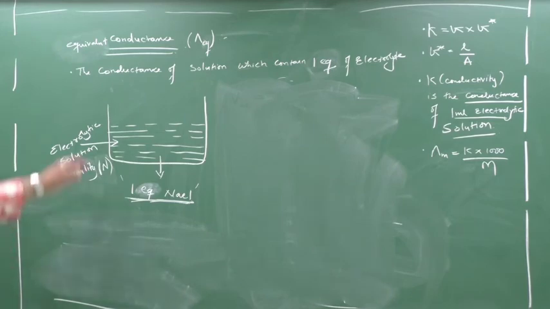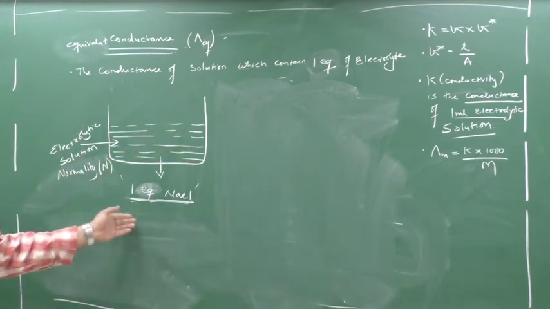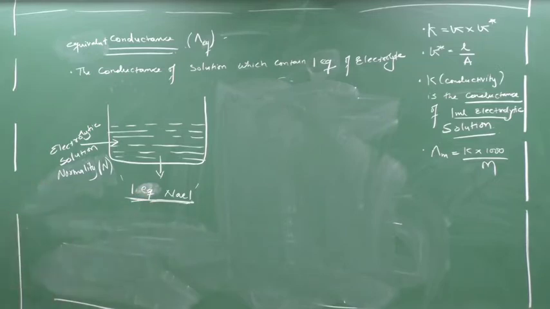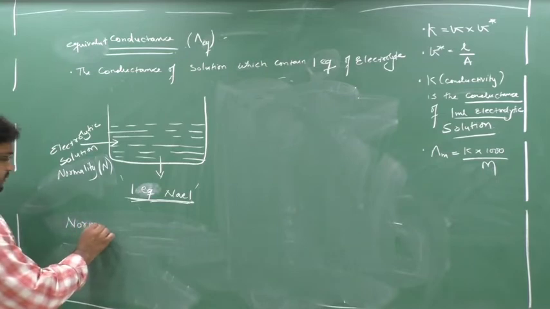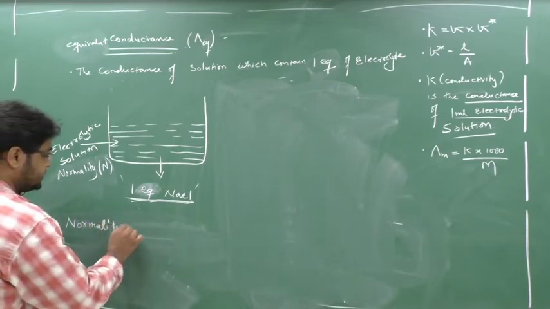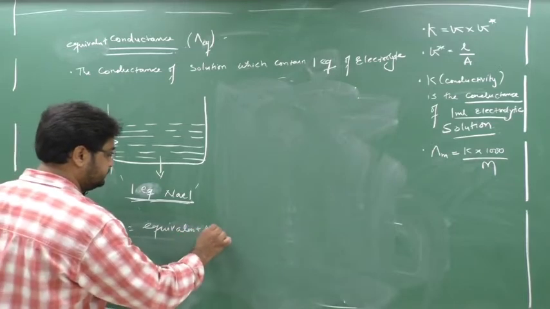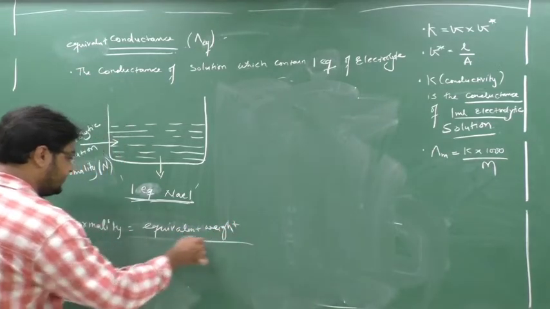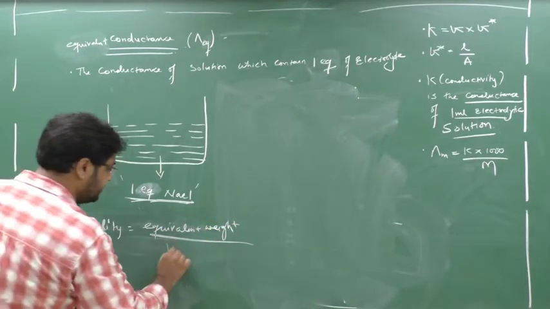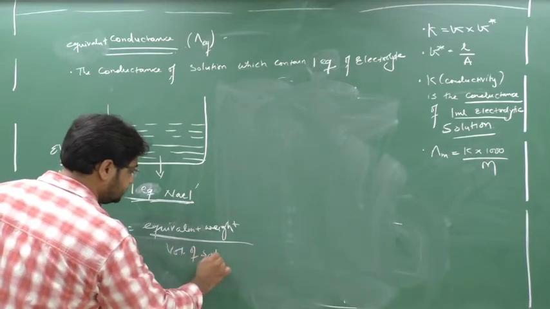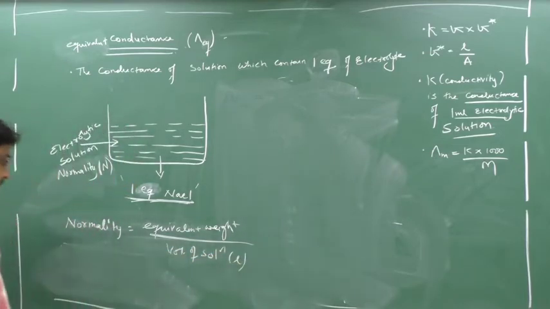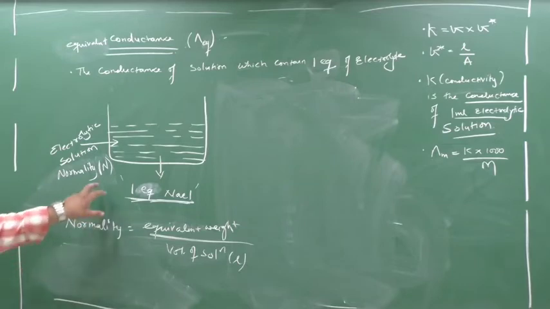Clear? So I am taking one beaker in which I am filling the electrolytic solution which contains 1 equivalent NaCl, and let the normality be N. So we will start the definition here. Normality means equivalent weight by volume of solution in liters. Yes or no?